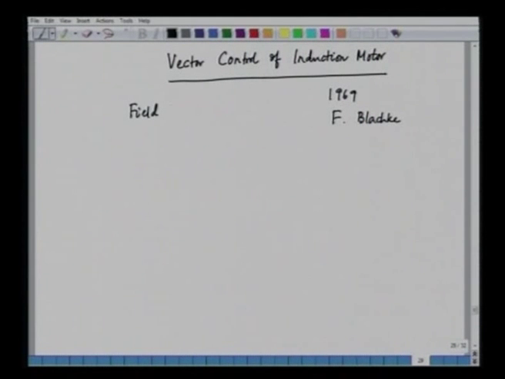So this is known by various names. One is vector control. This is also called field oriented control. This is also called transvector control. And sometimes people also call this decoupled control or decoupling control.